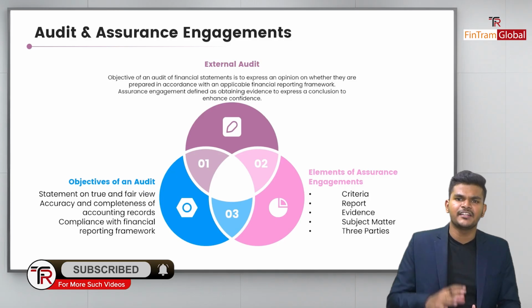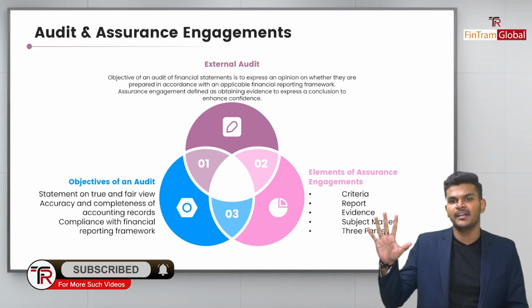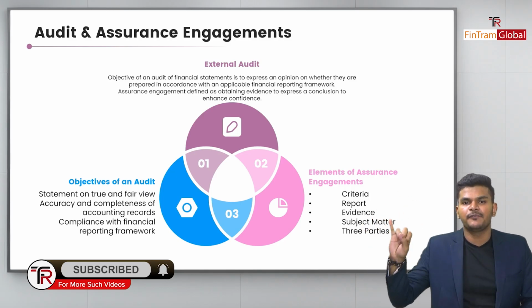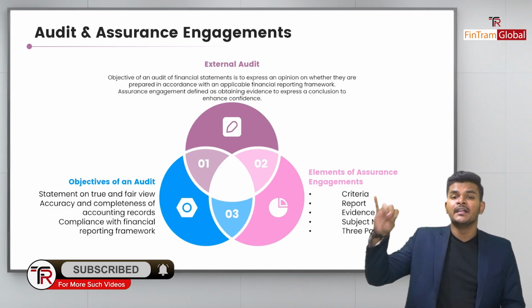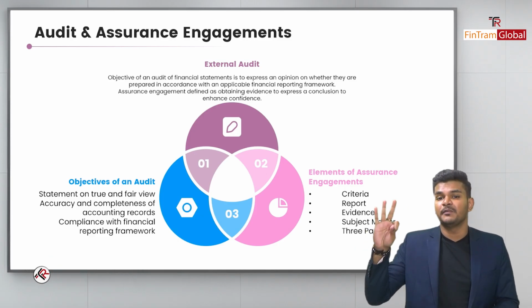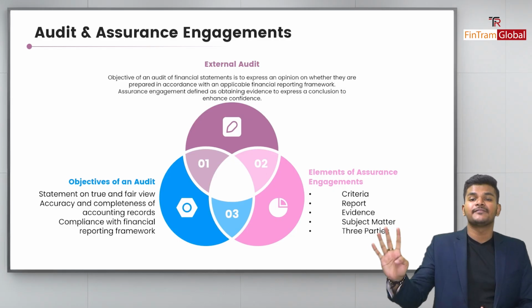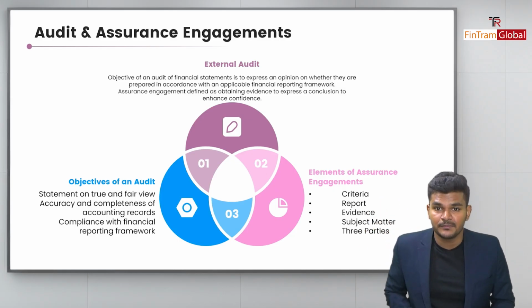Okay, folks, what is financial statements? It includes 5 documents, right? What are these 5 documents? The statement of profit and loss and other comprehensive income, the statement of financial position, the statement of changes in equity, the statement of cash flows, as well as the notes to financial statements as well, right?